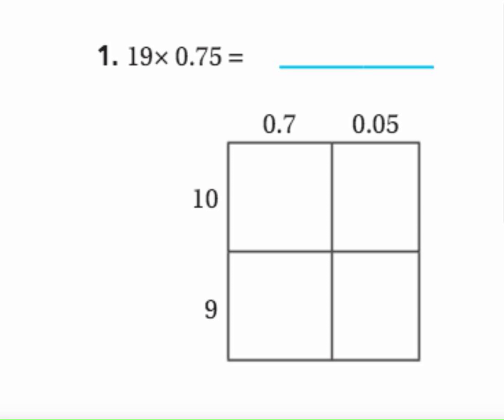Let's try this guy. Now, it's already set up for you. All we're going to have to do is fill it in and add. So 19, the 1 means 10, the 9 means 9. The 7 here means 7/10, so that's why they put 7/10 there. And the 5 there means 5/100. That's why we put that there. So all it's done is by the place values.